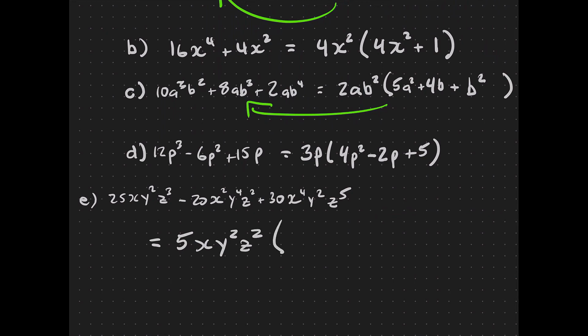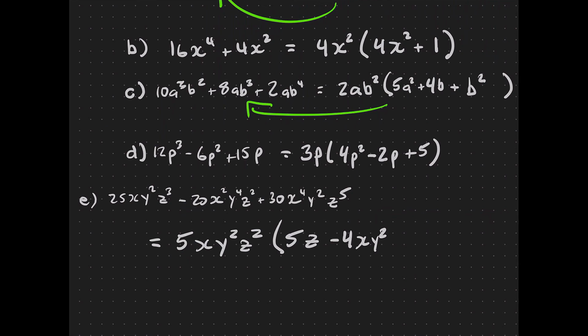First term, 25 divided by 5 is 5. X divided by x, gone. Y squared divided by y squared, gone. Z cubed divided by z squared, leaving 1 z right there. Move on to the second term. Negative 20 divided by 5 is going to give us a negative 4. X squared divided by x is going to be 1x. Y to the 4 divided by y squared is y squared. Z squared divided by z squared basically cancel each other out.